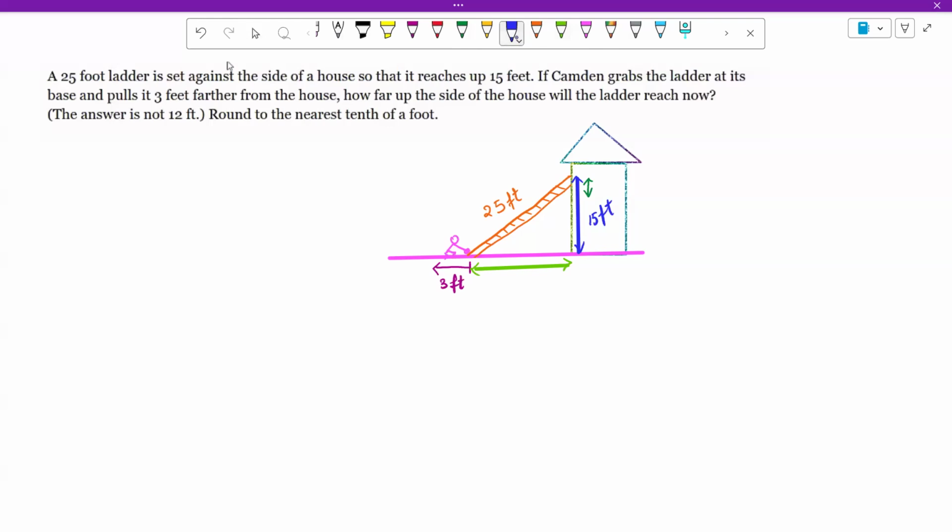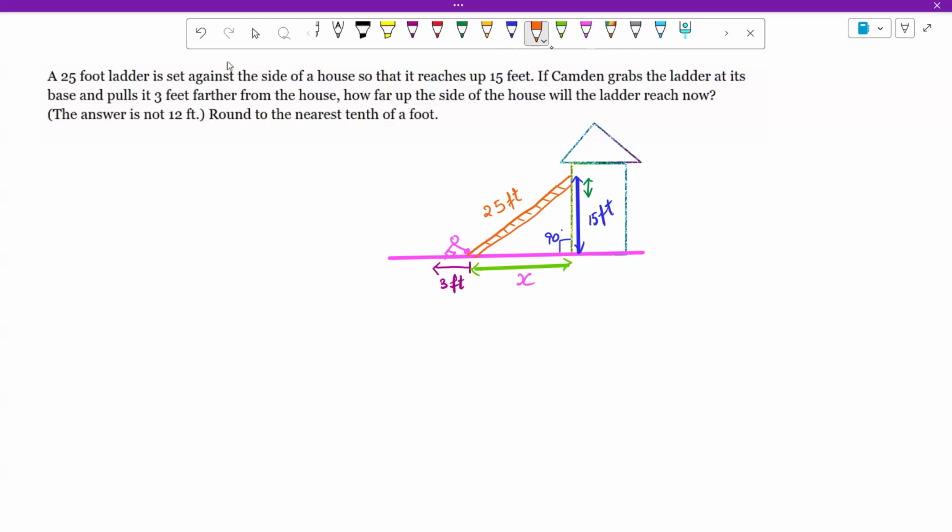The buildings are always perpendicular to the ground, so making a 90-degree angle. What can we use to find out this base which we are calling x? Pythagorean theorem. Yes, very good. Pythagorean theorem will be used.